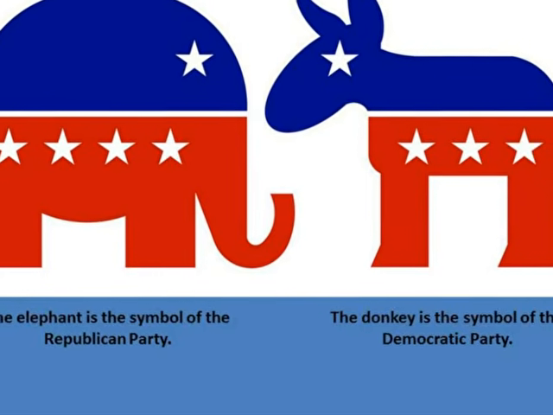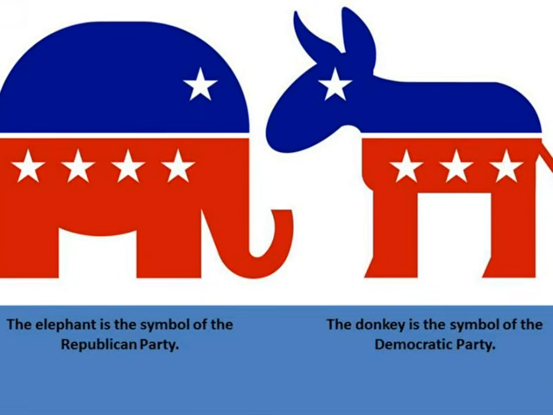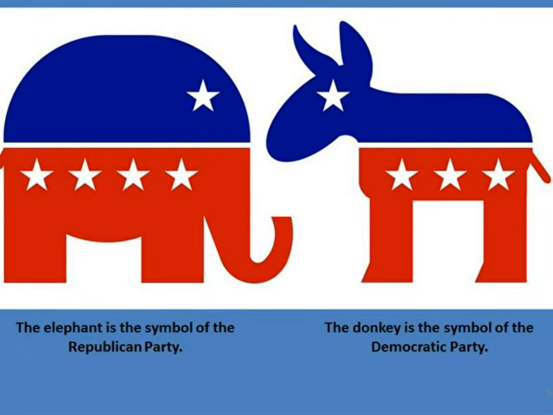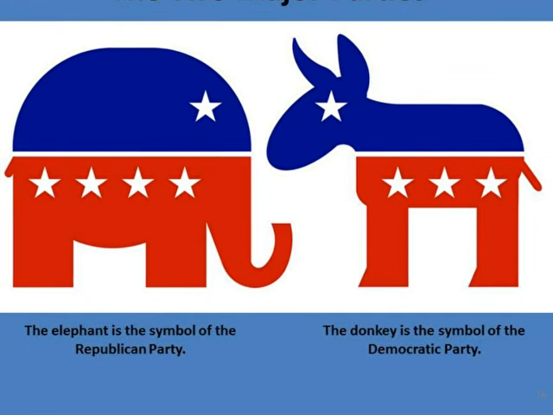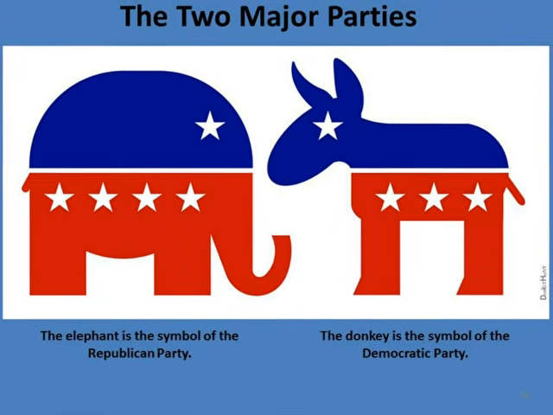The 2 major political parties in the United States are the Democratic Party and the Republican Party. Since 1857, only 1 Connecticut governor has not belonged to the Democratic Party or Republican Party.